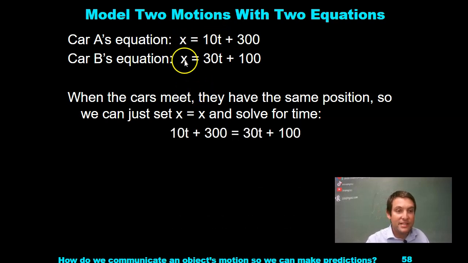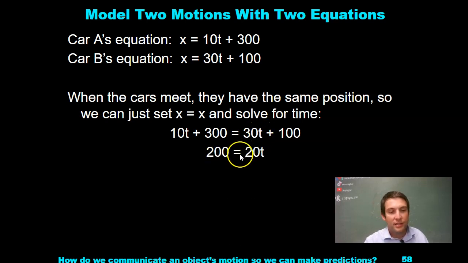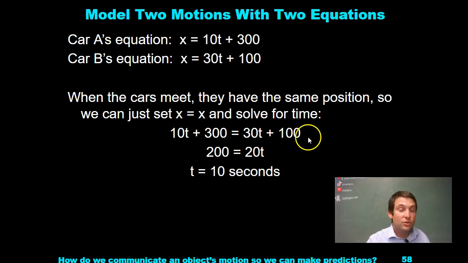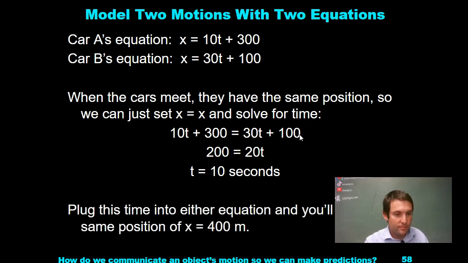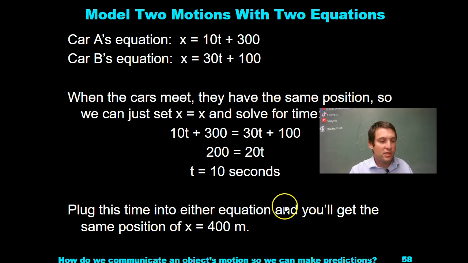So by setting x equal to x, it becomes the top equation, 10t plus 300, equal to 30t plus 100, which is 200 equals 20t. Solving for t, we get 10 seconds. So these two cars are going to drive towards each other for 10 seconds before they crash. Plug this time into either equation, and you'll see the position will be 400 meters. So once we have solved for the time, how much time has gone by, then we'll take that time and plug it into either one of these two equations to find out what that position was.